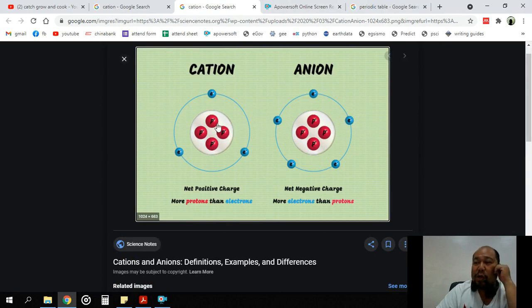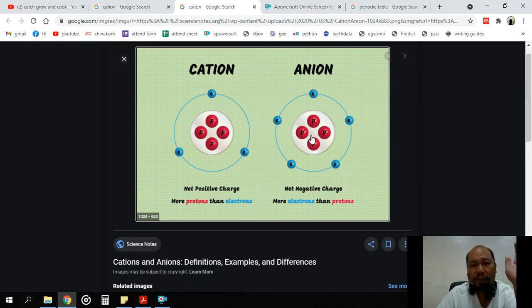Four protons, three electrons. So there are more protons. That means it's positively charged. Okay? This is an example of an anion. Four protons, five electrons. So there are more electrons, it's negatively charged.